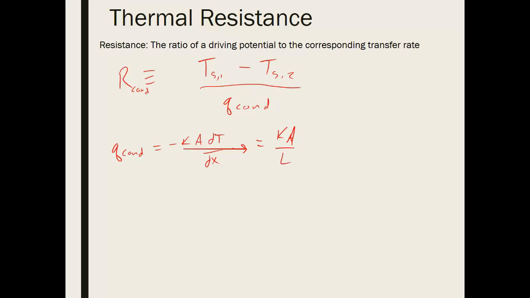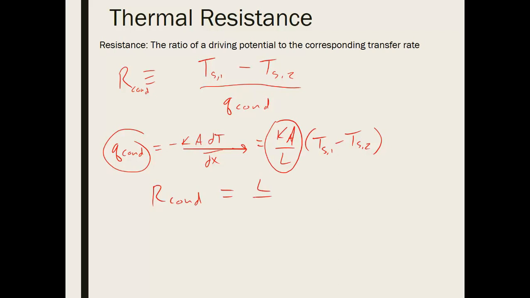K times A over L times Ts1 minus Ts2. So we have this way of defining conductive flux through a plane wall at steady state with constant thermal conductivity and no generation. So that's the heat flow, and it looks like this. So you can easily back solve and find out that the conductive thermal resistance is just equal to the inverse of this term. So it's L over conductivity times area.